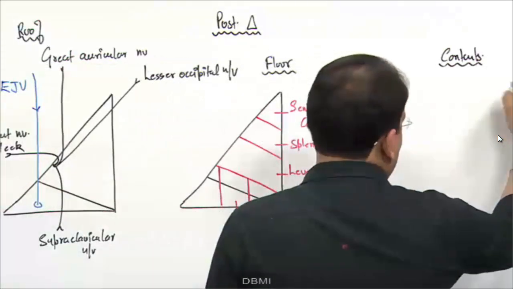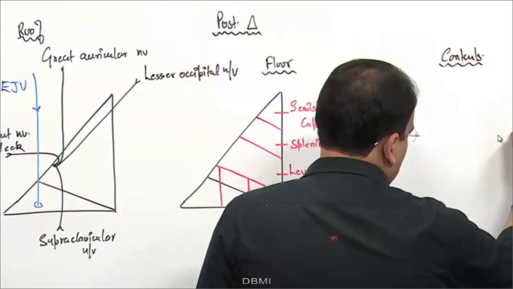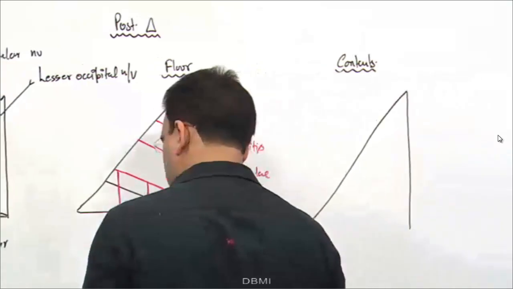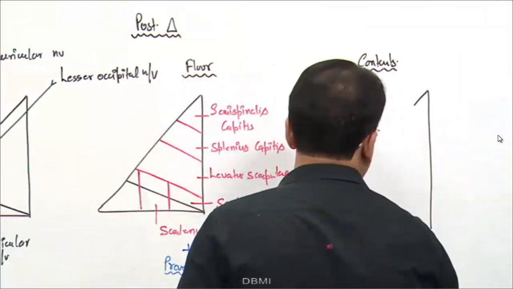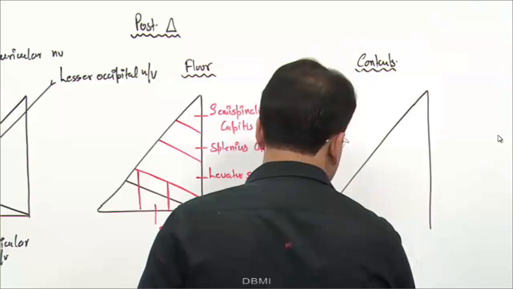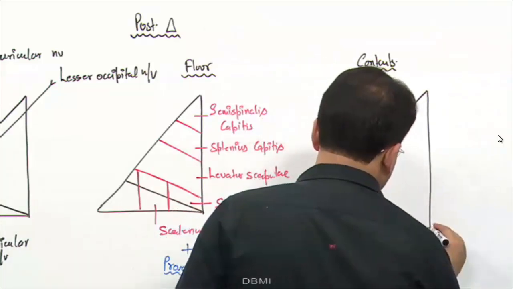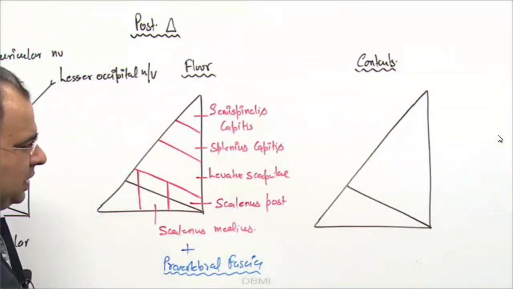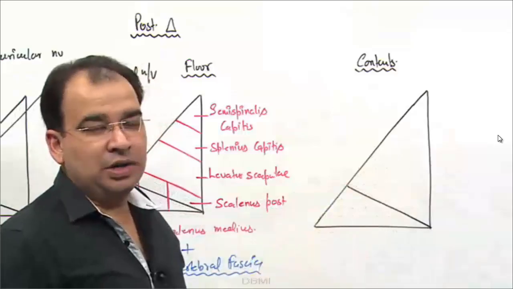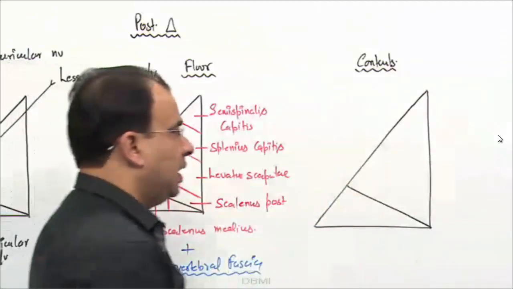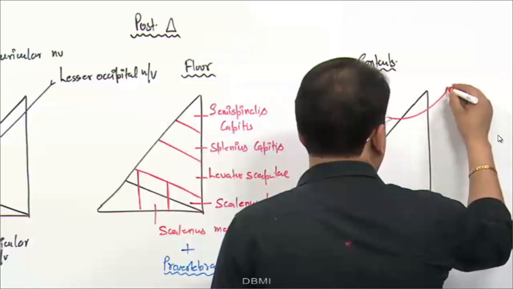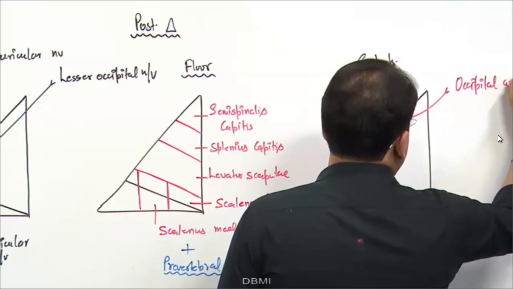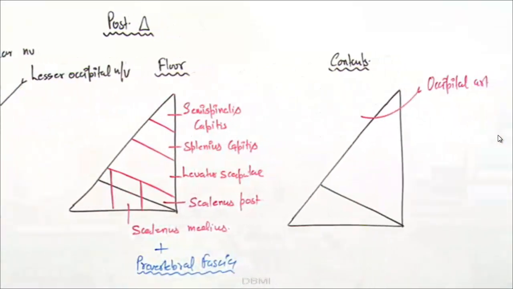The contents of posterior triangle are: now occipital triangle. Occipital triangle is related to occipital bone. It also gives passage to this artery, that is occipital artery. So one content is occipital artery here.